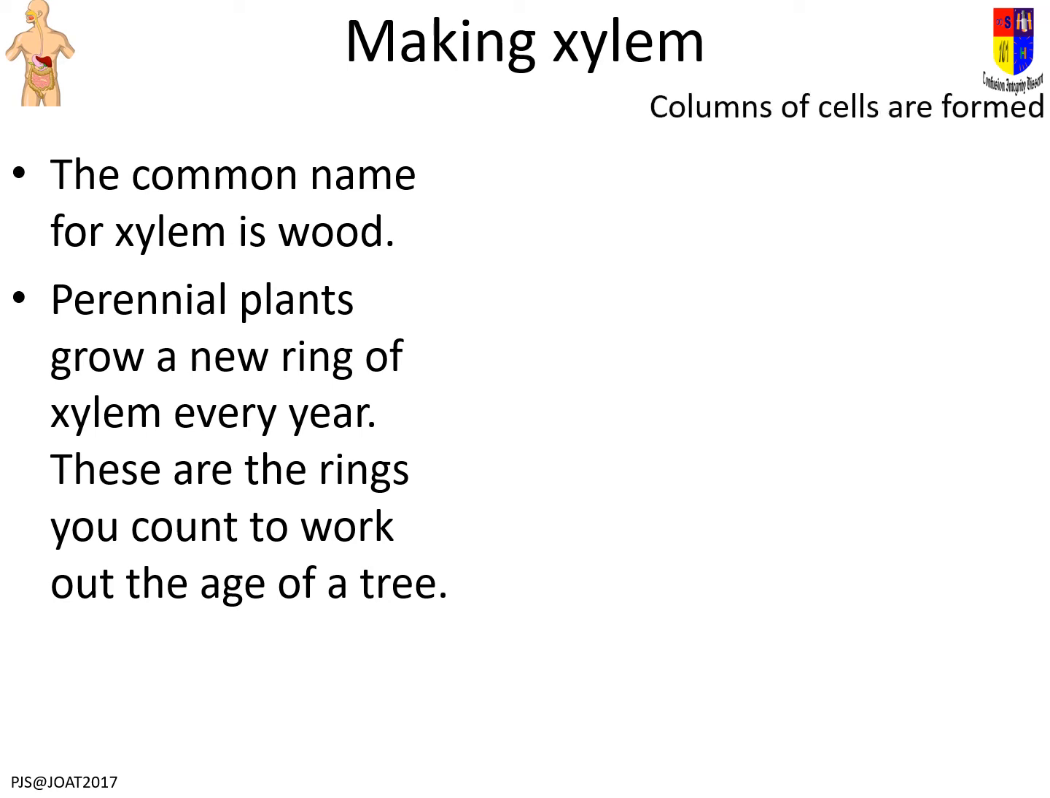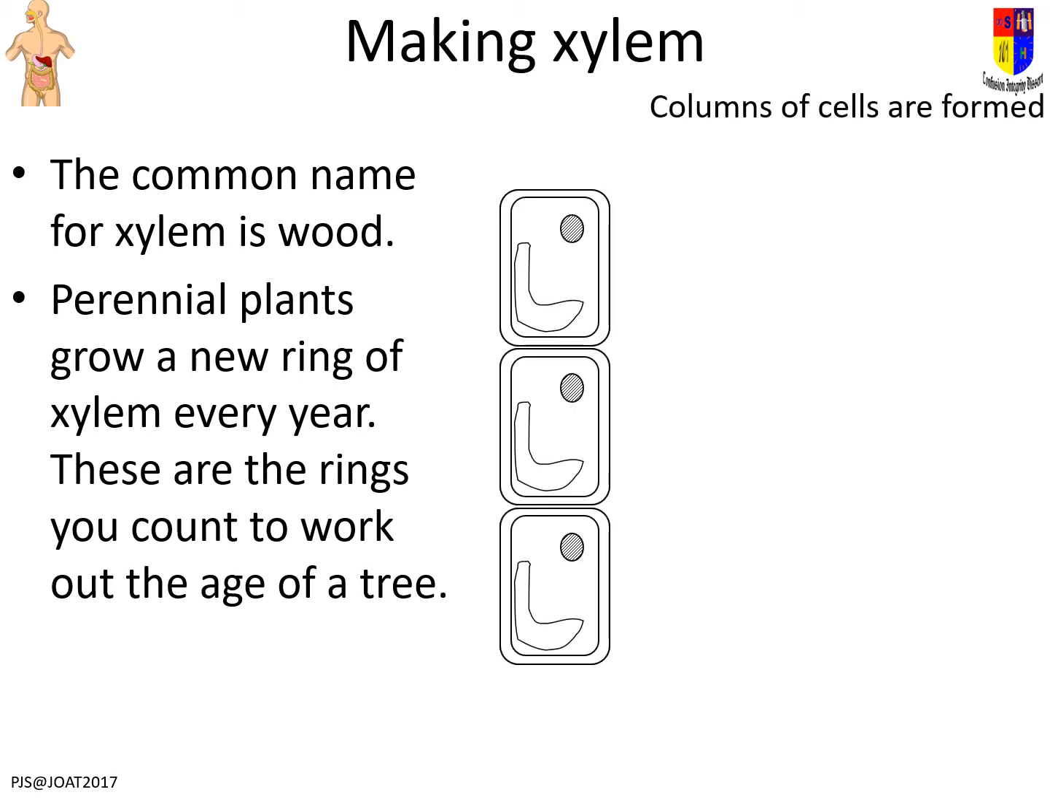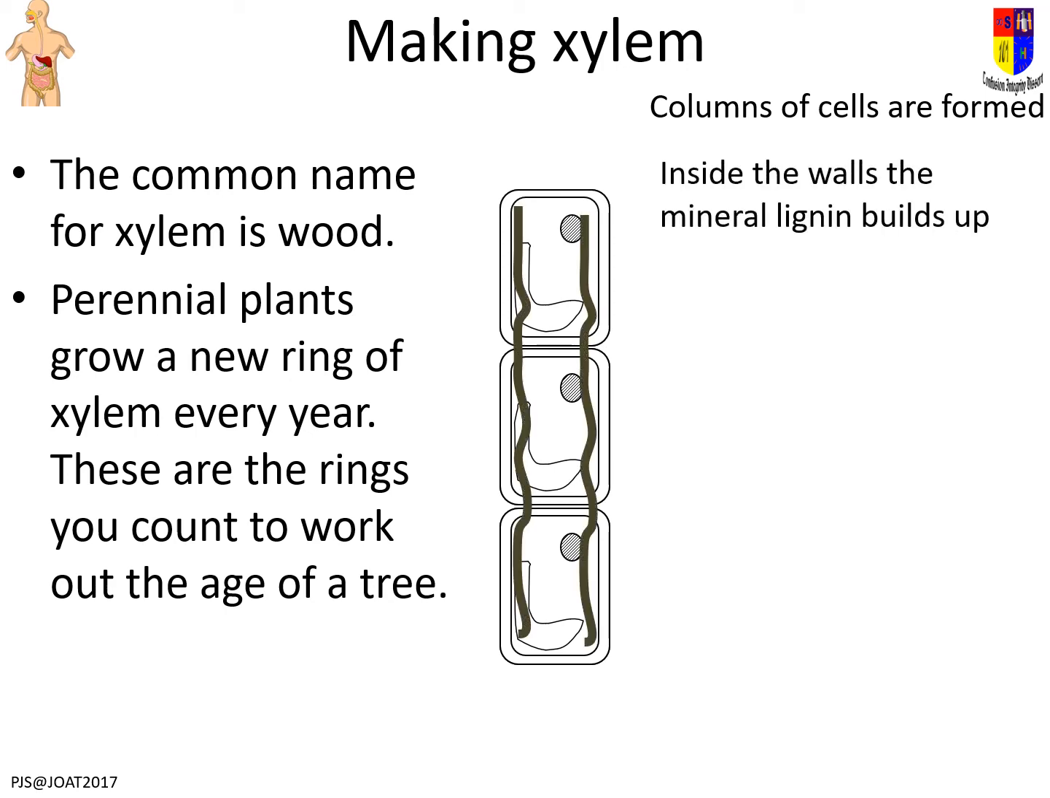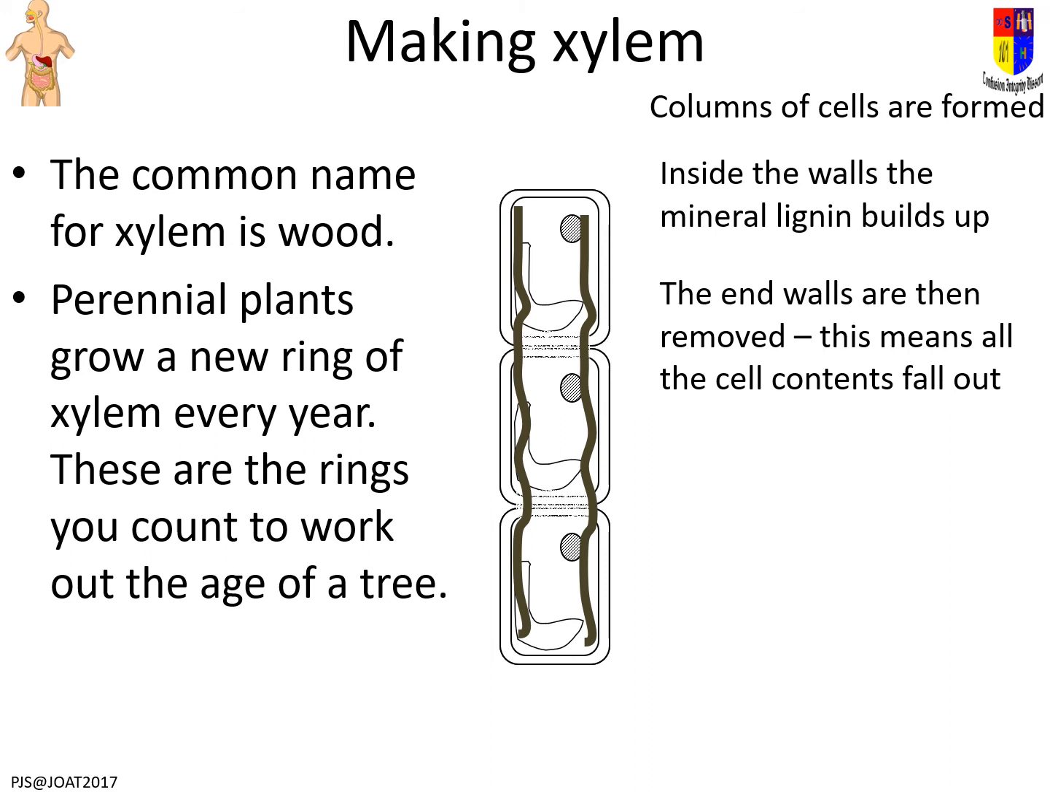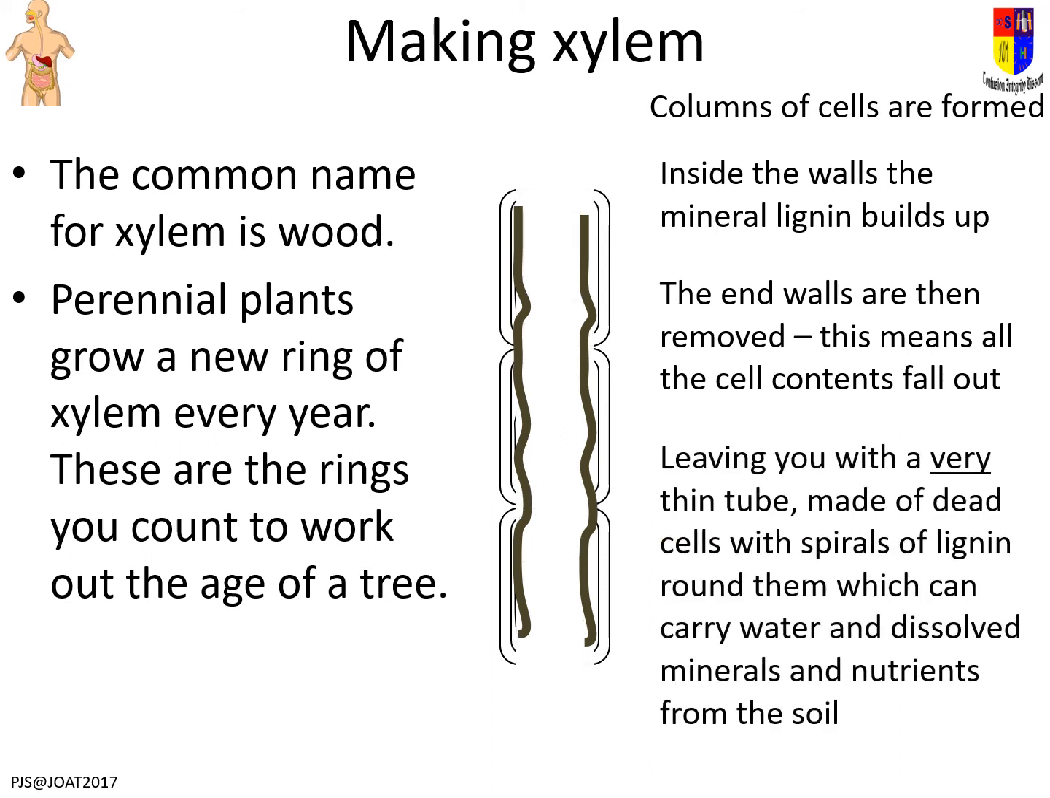So what they do to make a new section of xylem is take a column of cells, thicken up with lignin so that you've got strength, and then basically knock out the end walls. So you remove all of the cell contents, and now you've got a really thin tube, as thin as you can make because it's only one cell thick. Dead cells, really, it's just cellulose and lignin, and you can now carry water and any dissolved minerals that you've managed to pick up as well from the soil.